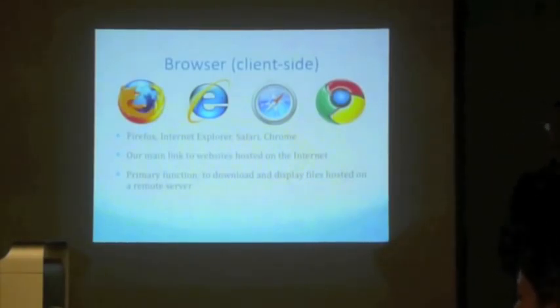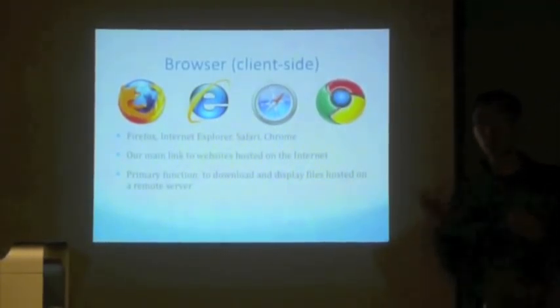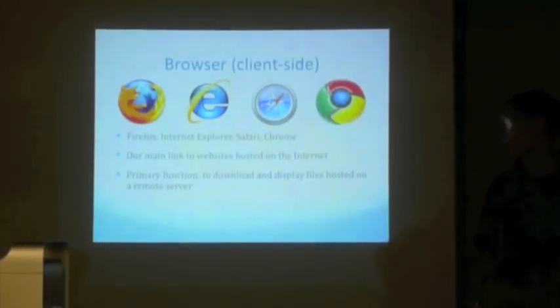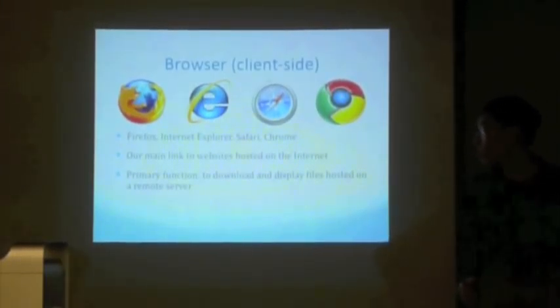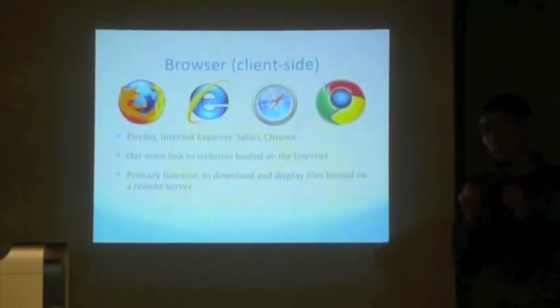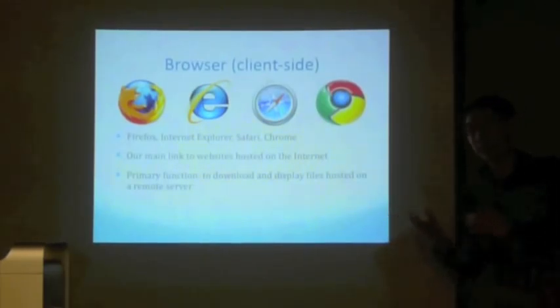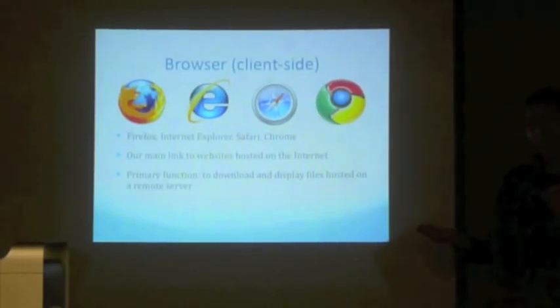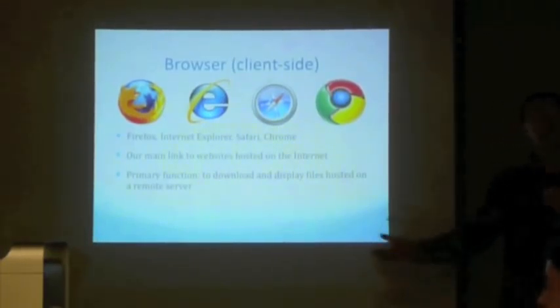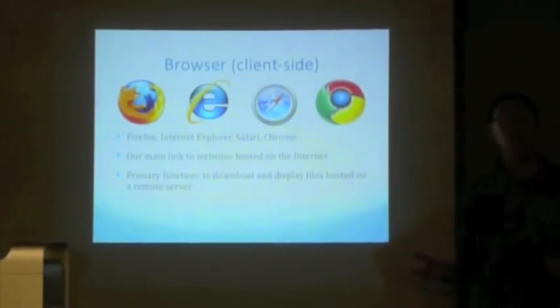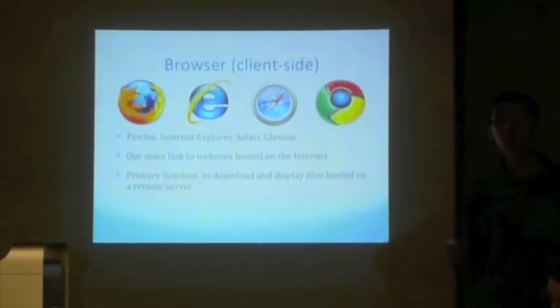What everyone here should probably know about is your browser. That's what you use to browse the internet. You might use Firefox, Internet Explorer, Safari, or Chrome. What the browser basically does is act like an explorer for the internet. It shows you what's on the internet, the files that are available on the internet. You type in a URL, and it basically tells your browser where to look for that file somewhere.